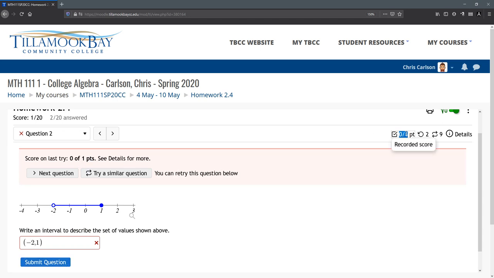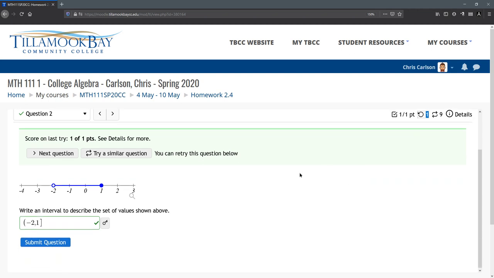Your recorded score should still be 0 if you didn't get it right. But what did change, I only have two tries left. So let's stop messing around and answer this correctly. All right, submit question. There we go. You're going to see green. You're going to see 101 right here. At this point, the tries don't matter that much anymore because you've already gotten full points on it.